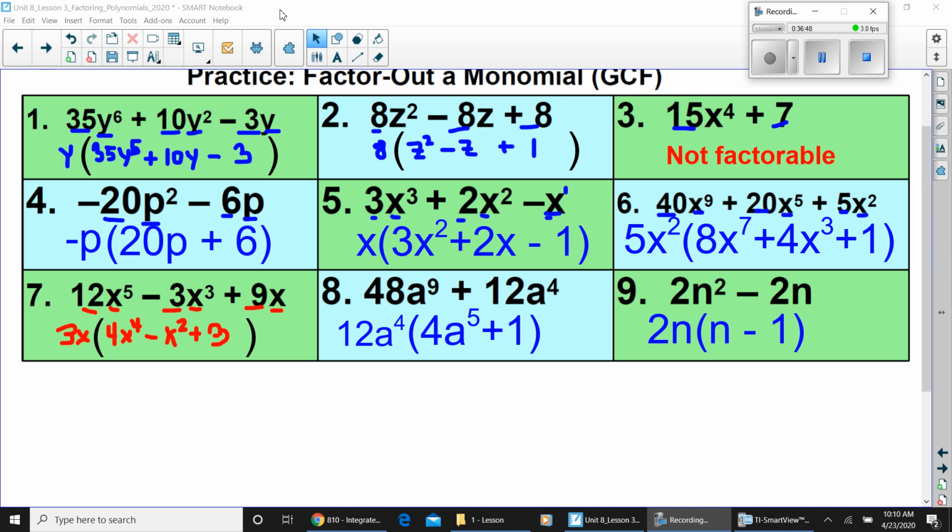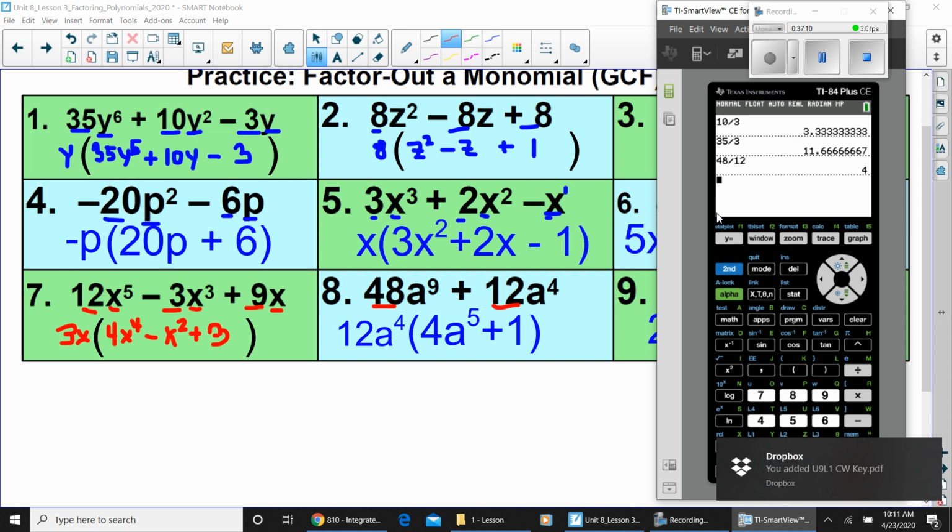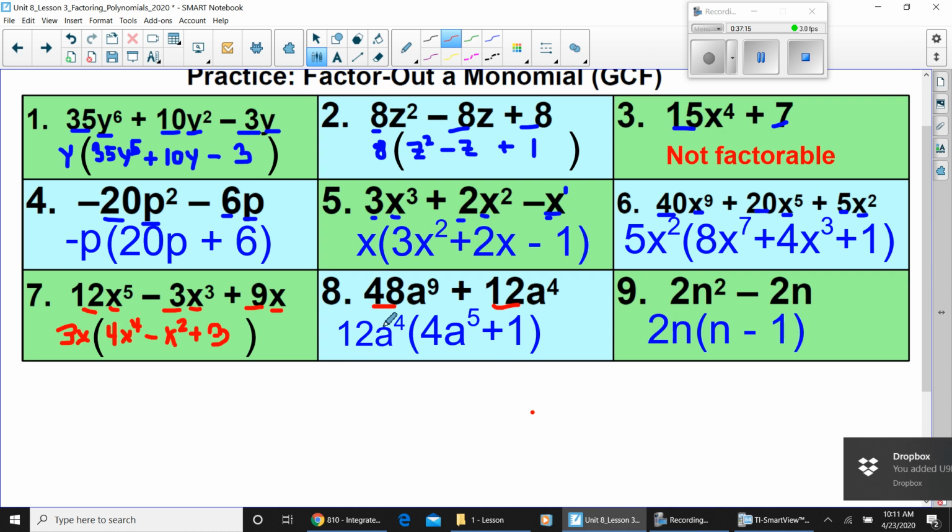All right, so let's go over number 8 and number 9. Oh, it's so much fun. So you're taking the coefficient, looking at the numbers. 12 does go into 48, just to check, just to make sure, 48 divided by 12. See if it goes in. Yes, it does. It goes into 4, and that's it. So 12 comes out, and then you go to a to the 9th and a to the 4th, and the smallest exponent for that variable is that a to the 4th. That comes out. That's the greatest common factor.